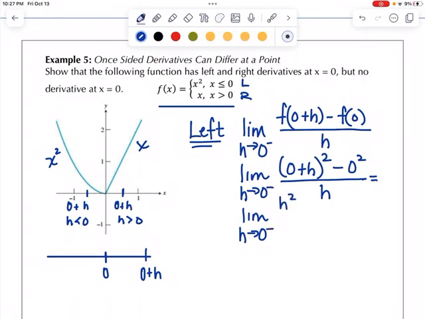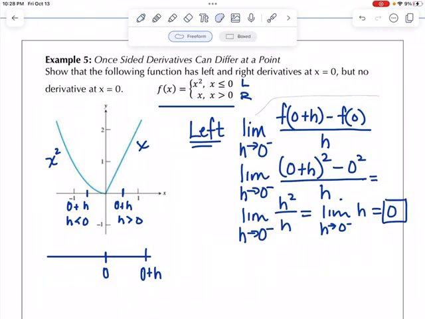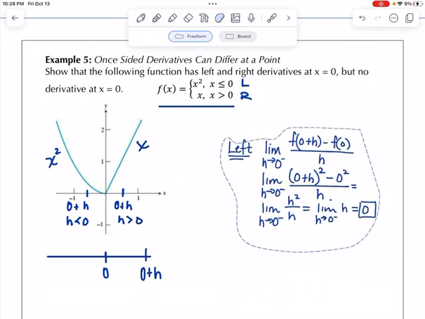This is going to be h squared over h, which is equal to the limit as h approaches 0 from the left of h, which is equal to 0. Okay, so now we have that answer. Now, for the right-hand side, let me scrunch this down a little bit.